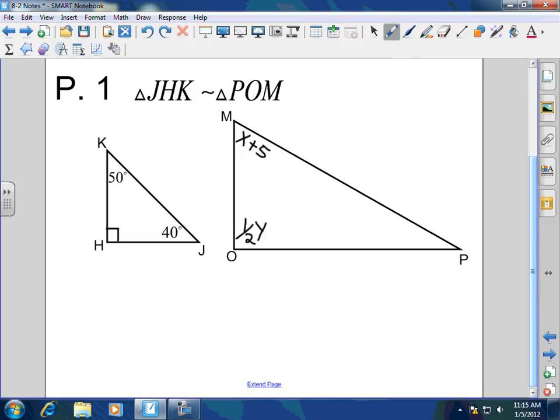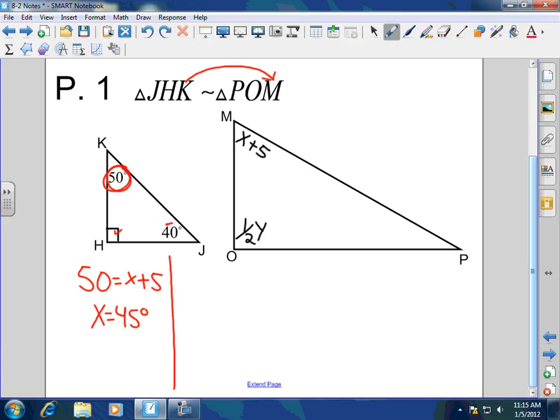The first thing you got to do is figure out that K equals 50, and that's easy, because 180 minus 90 minus 40 gives you 50. Now, since they tell you that they are similar, what angle is K equal to? M. K corresponds with M. They're similar, so they're congruent. So don't I know that 50 equals X plus 5? X equals 45 degrees. Perfect.